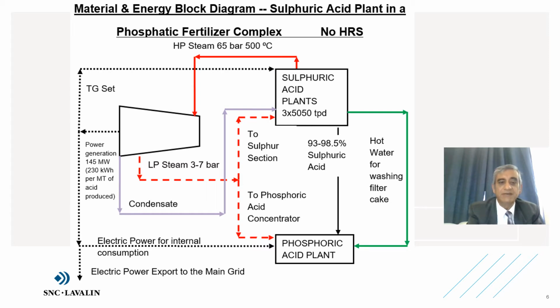Power that you can generate by this particular scheme is about 230 kilowatt hour per ton of acid produced. This power is enough to run sulfuric acid plant as well as phosphoric acid plant, and there is always some excess power to be exported to main grid or for utilization elsewhere within the complex. Possibility of generating hot water for washing filter cake to improve phosphoric acid recovery is always there.